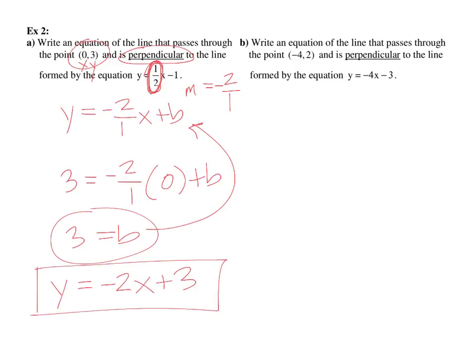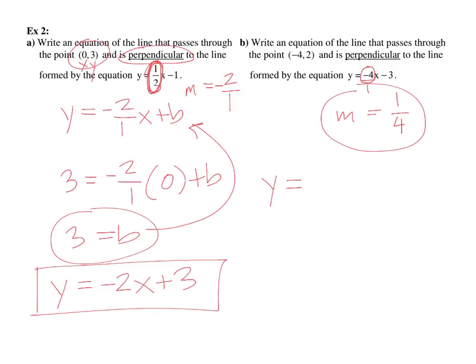Done. For part B, write an equation of the line that passes through the point -4, 2 and is perpendicular to the line formed by the equation y equals -4x minus 3. Okay, so you have -4. That's the same thing as 4/1. So I'm going to flip it. 1/4. It's negative right now, and I need to make it positive. So that's the correct slope.